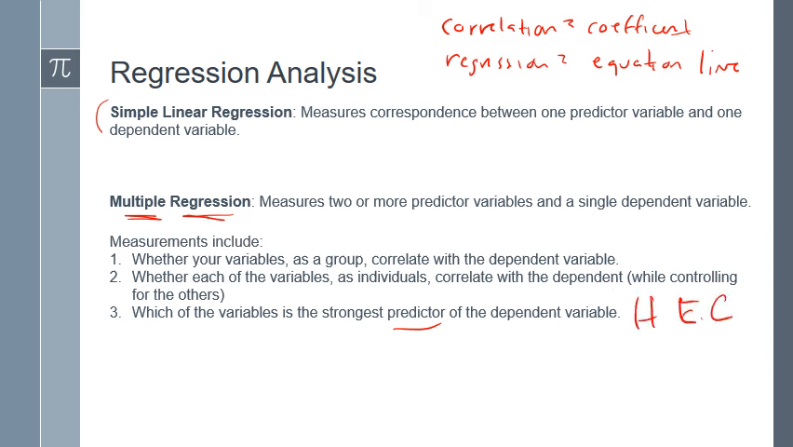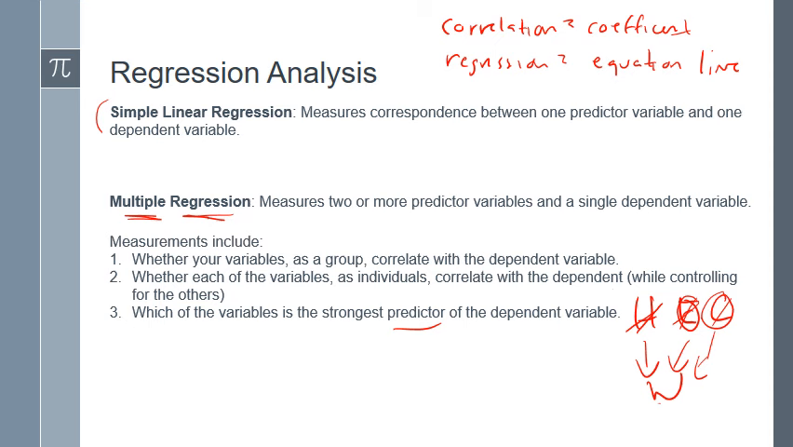I can look at height and hold that constant and see how much it predicts weight. Then I can hold height constant, look at exercise, and see how much it predicts weight. And then I can hold height and exercise constant, look at calories and see how much it predicts weight, and then I can figure out which one has the greater percentage of predictive power in terms of weight.